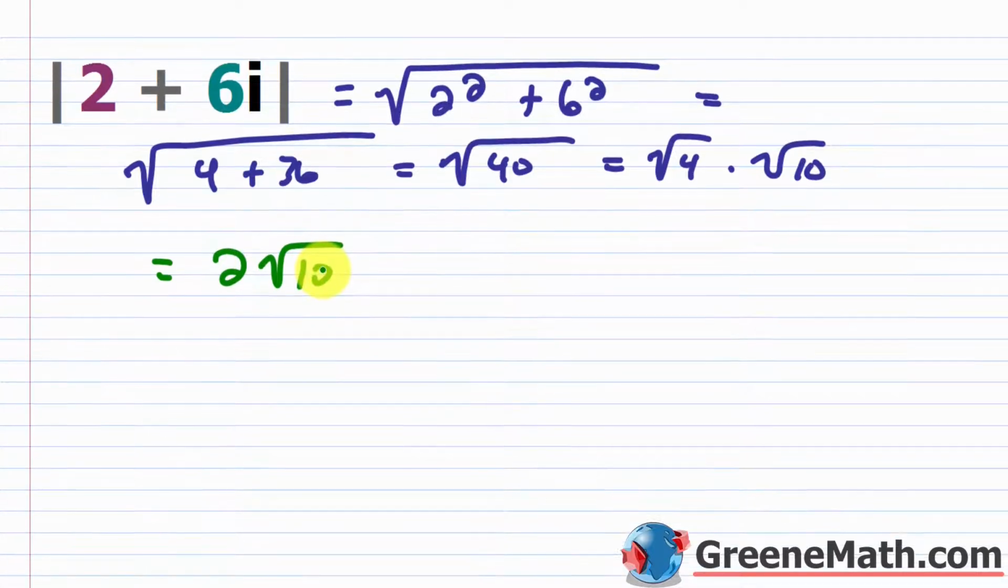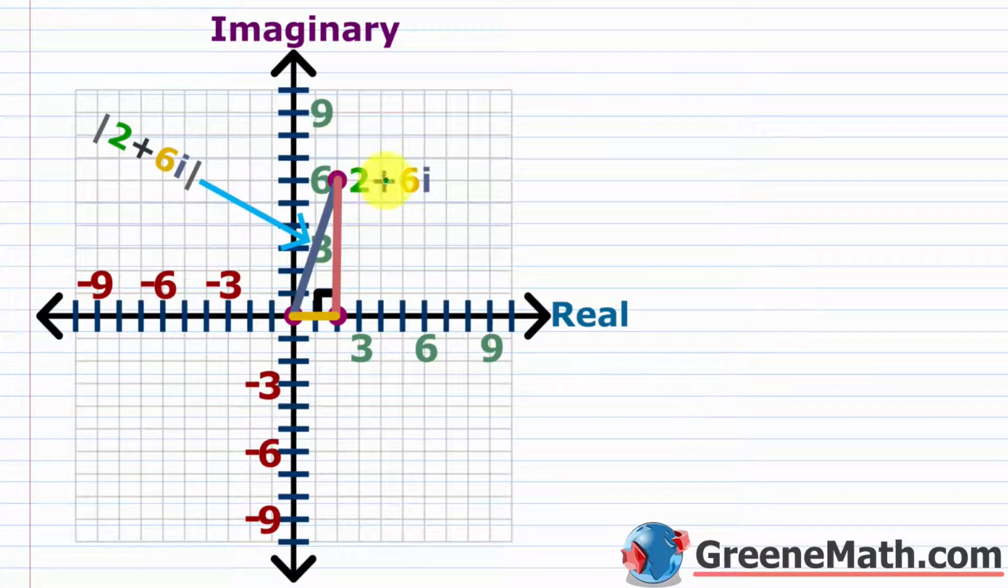If you want to see this graphically, you could plot this 2 plus 6i on the complex plane. So 2 units to the right on the real axis, 6 units up on the imaginary axis. So that gives us this 2 plus 6i, that's this guy right here. And then basically what I'm doing is just forming a right triangle, right? So this guy right here is going to be my hypotenuse. That's what I'm looking for, the length of that guy. So this is the absolute value of 2 plus 6i, the absolute value of that complex number.